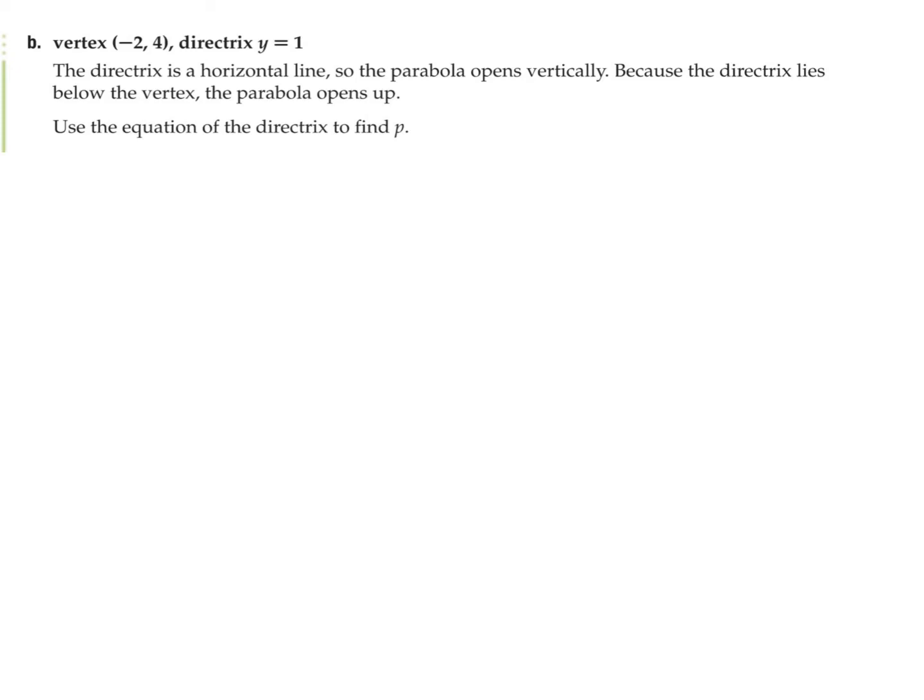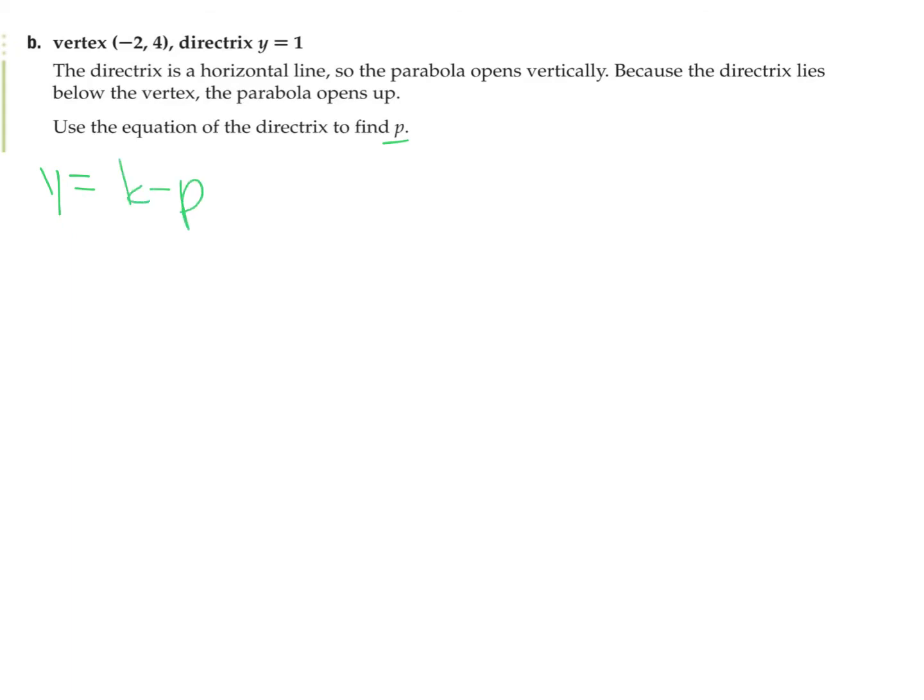Now we're going to be looking at being given the vertex and the directrix. So we need to go ahead and find P given the directrix. The directrix is equal distance from the vertex as the focus is. So what we're going to do is find P by using y equals k minus P.